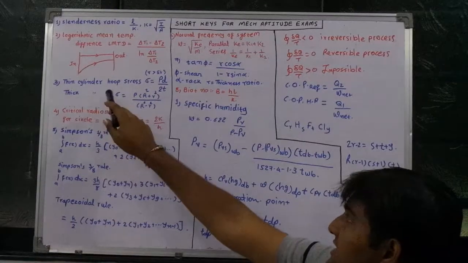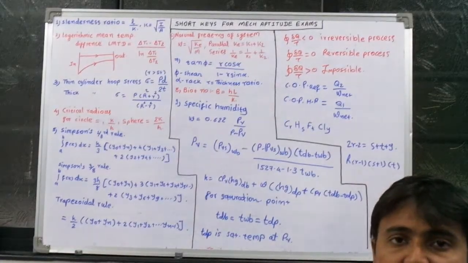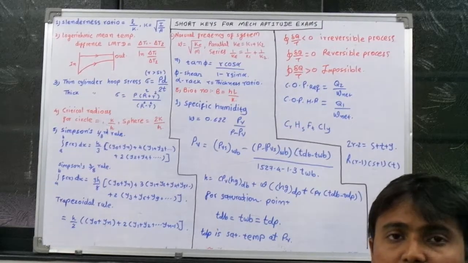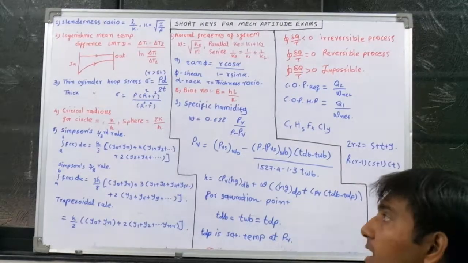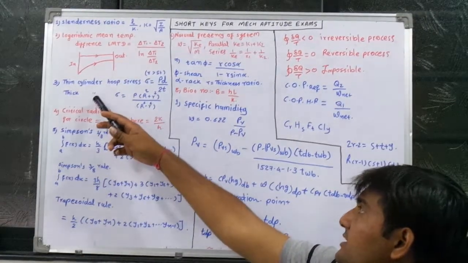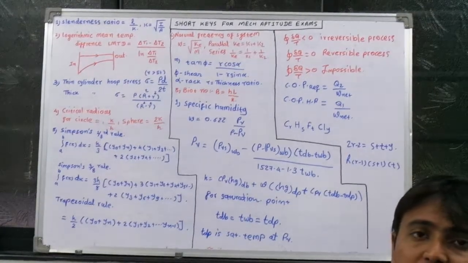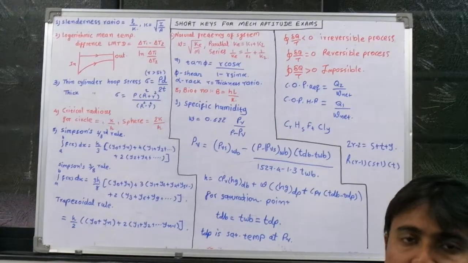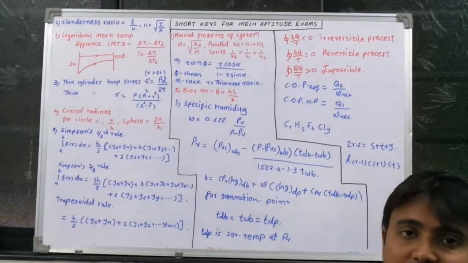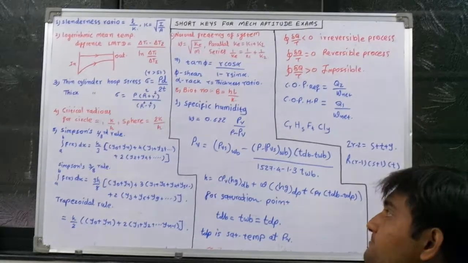Third one is the thin cylinder hoop stress. Hoop stress or circumferential stress is PD divided by 2T, where the longitudinal stress is equal to PD divided by 4T. And now for the thick cylinder, hoop stress is given by P into capital R square plus small r square, where capital R is the outer radius and small r is the inner radius, divided by capital R square minus small r square.